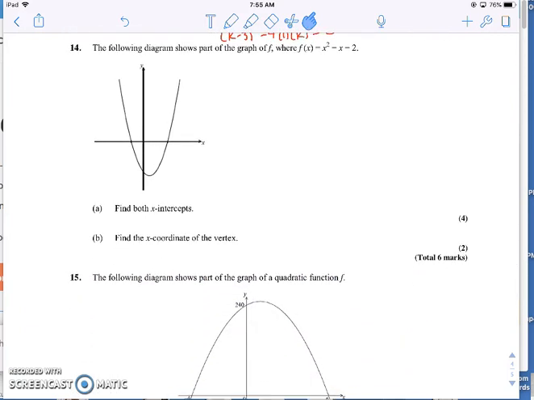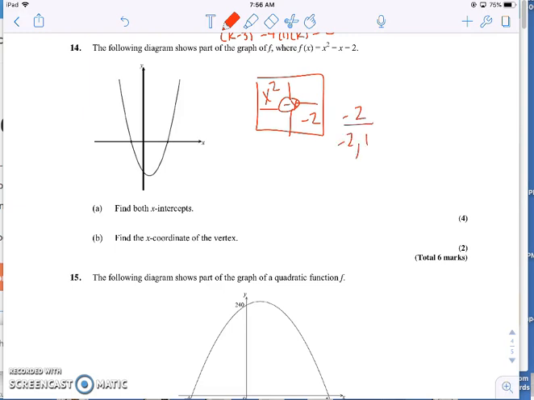This next one, the following diagram shows parts of the graph where here's our quadratic. Find both x-intercepts. So we have to factor this. x squared minus x minus 2. So what multiplies to negative 2 and adds to negative 1? Well, that's negative 2 and 1. So it factors into x minus 2 and x plus 1. Where does it cross the x line? It would be at x equals 2 and x equals negative 1.